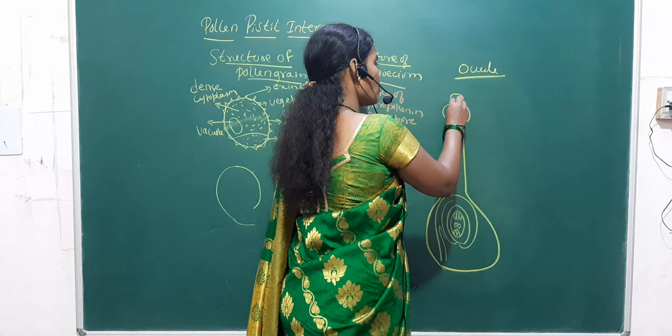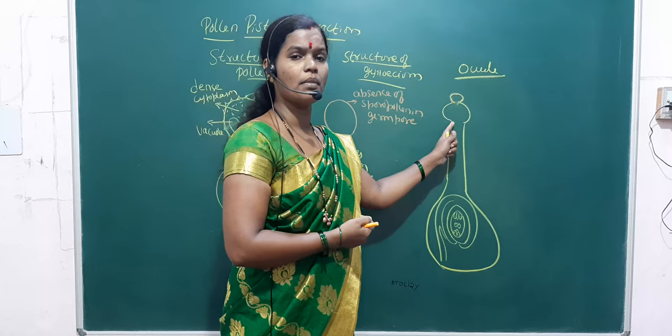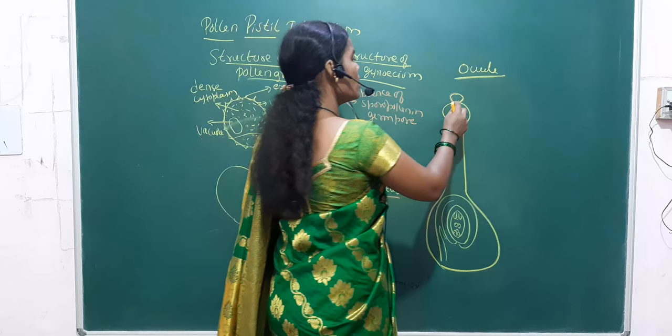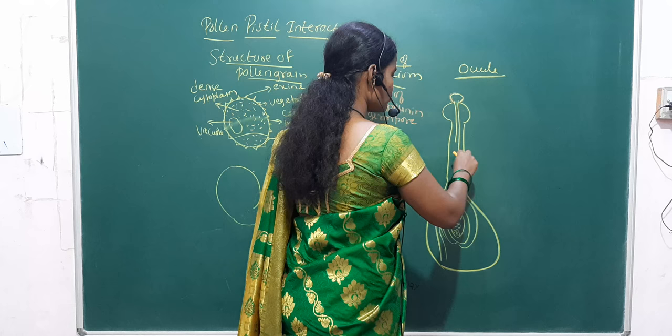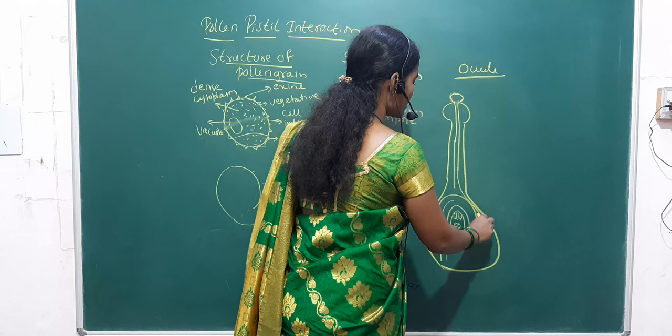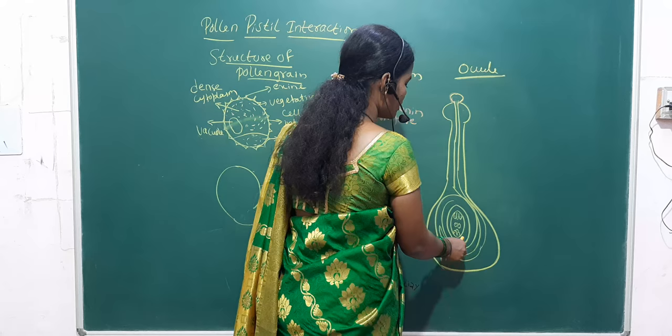When this germ pore absorbs the water from the stigma, it swells and there is a release of the pollen tube. When the pollen grain lands on the stigma, it absorbs the water from the stigma and produces the pollen tube. Now students, this occurs in various ways.